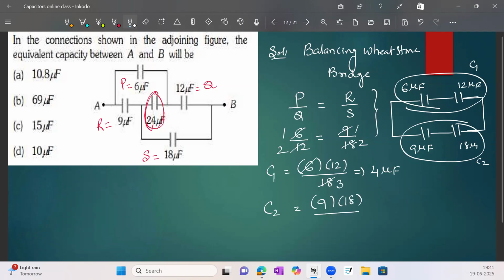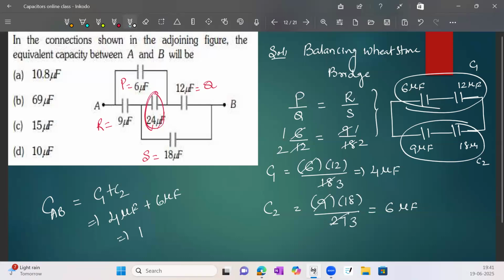9 plus 18, it becomes 27. And 9 threes are 27, this is 6 microfarad. Now these two are connected in parallel. So C_AB equals C1 plus C2. It becomes 4 microfarad plus 6 microfarad. It becomes 10 microfarad. So the answer is option 4.